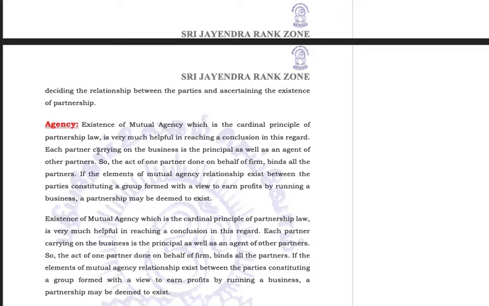If the element of mutual agency relationship exists between the parties constituting a group formed with a view to earn profits by running a business, a partnership may be deemed to exist. We will understand that there exists a partnership, otherwise not.